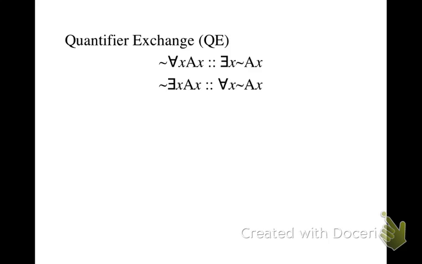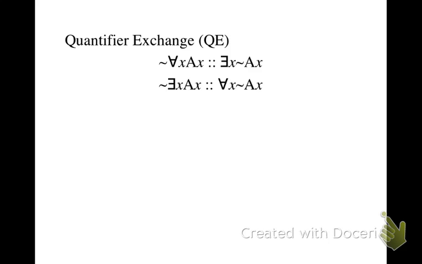Likewise, if we have the formula: it's false that there exists an x, ax, then that becomes the formula for all x, not ax. And again, this makes sense. If it's false that there exists a thing such that it has the quality a, then that must mean that everything doesn't have the quality a.